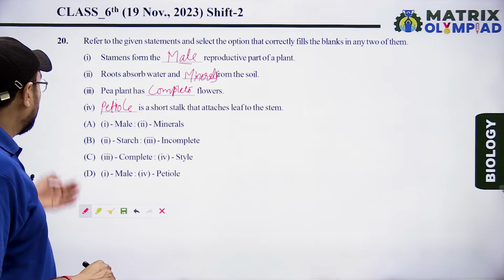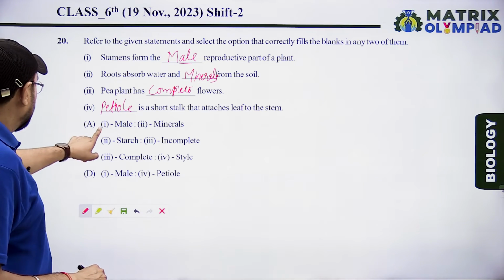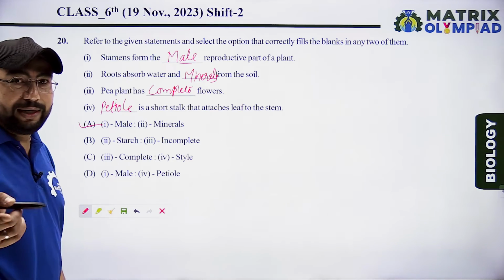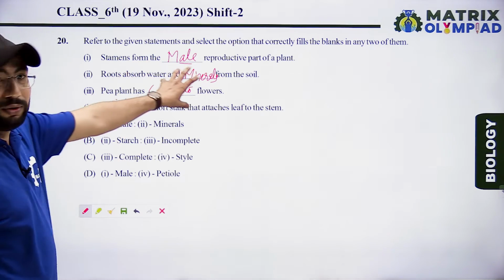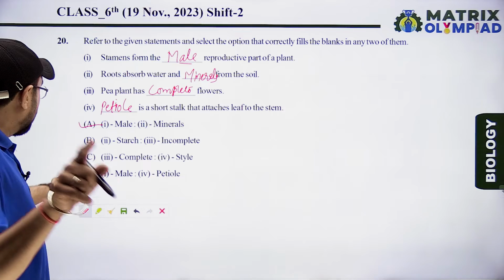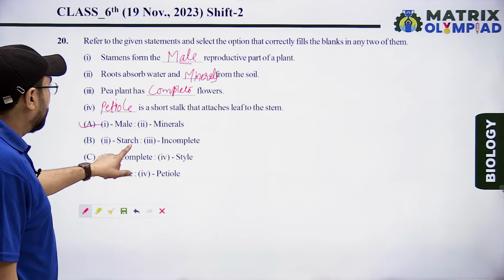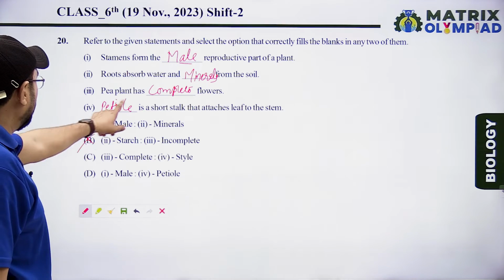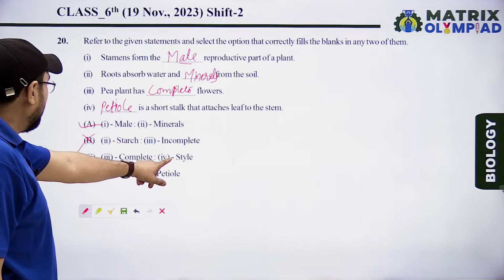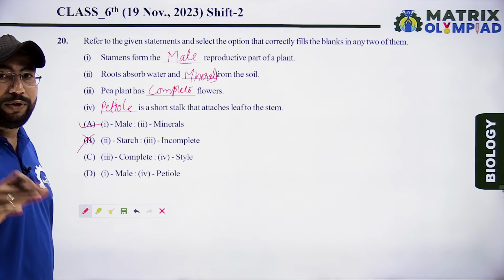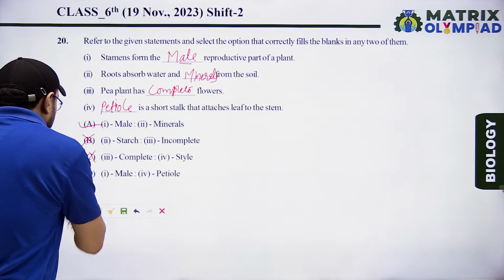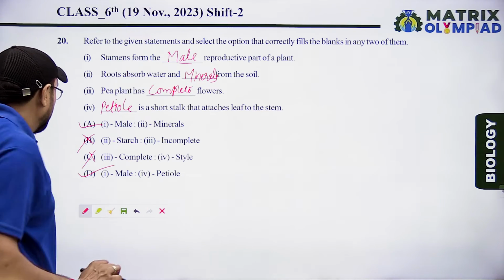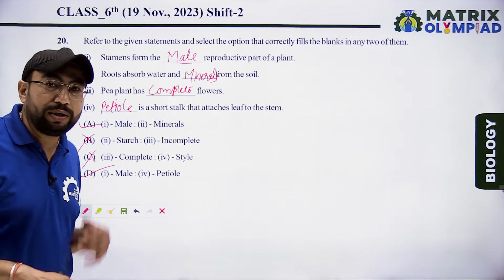Now, which one is correct for multiple? Male first, right. Second, mineral, right. Option A is right according to the options. Next, second, mineral, but here starch and incomplete, that is wrong. Next, third is complete, but style is present in stigma, style, ovary, the female part, so that is wrong. And next, male and petiole, that is right. So options A and D are right for this.